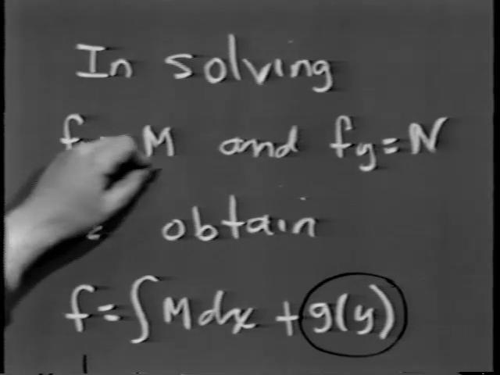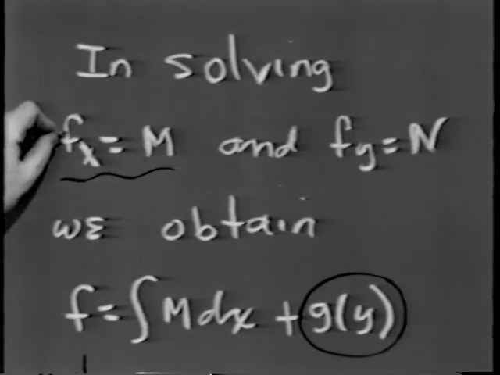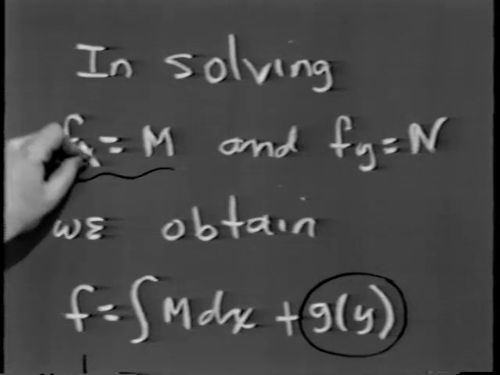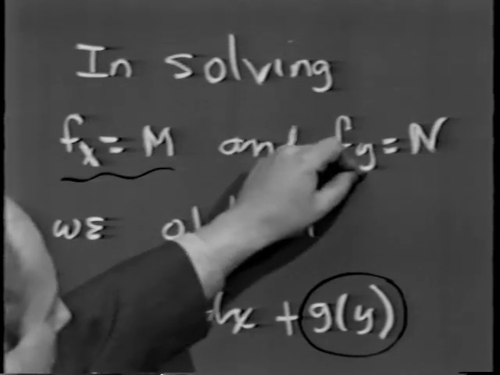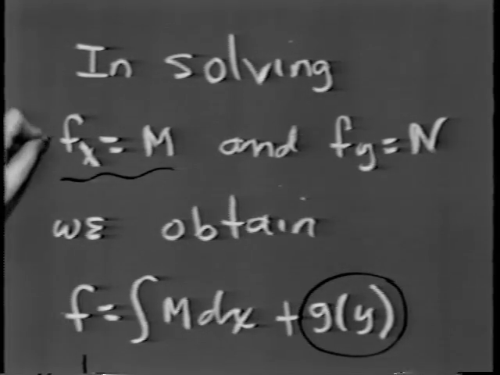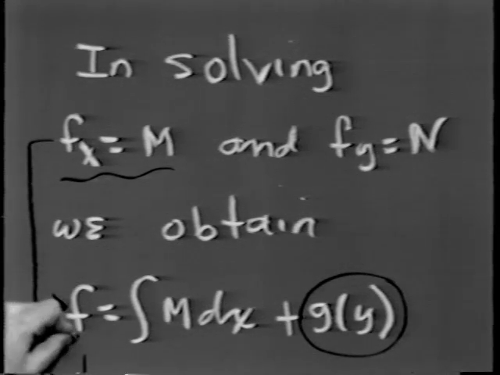What we were trying to solve was a pair of equations. We were trying to find f such that the partial of f with respect to x is m, and the partial of f with respect to y is n. The first thing that we did was we treated y as a constant and integrated this with respect to x.